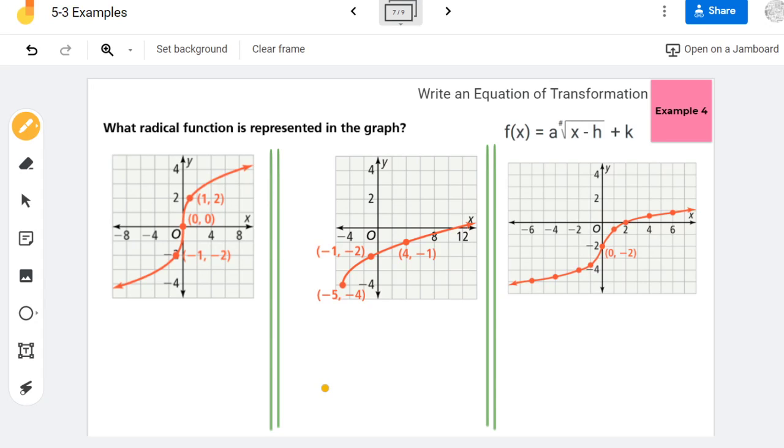In today's video, I'm covering example 4 from section 5-3 in the SavvasRealize Algebra 2 textbook. The goal of this video is to write the equation of a transformation. So we're given some graphs and we need to write the equation out. Now remember, this is the general form of an equation using those transformations, so that's the format I'm going to use.